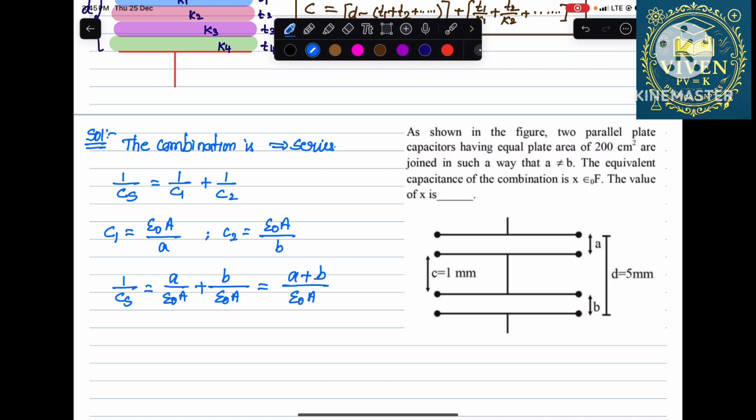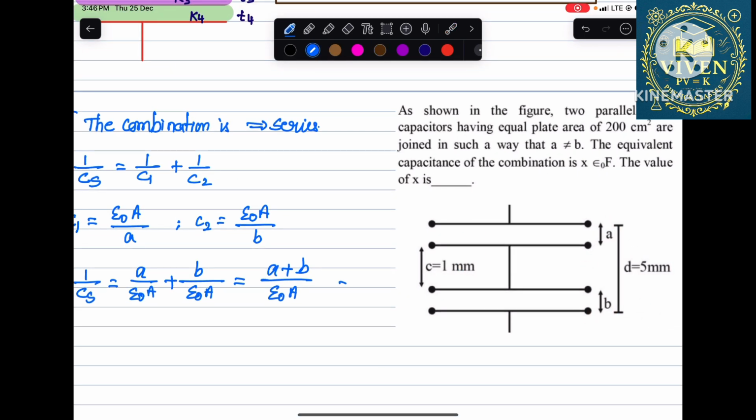See, it's clear that total width is 5 millimeter. This is 1 millimeter. And what will be A and B together? So A plus 1 plus B equal to how much? 5. So if 1 goes to the other side, what will be the value of A plus B equal to? 4 millimeter. Done, I got the answer.